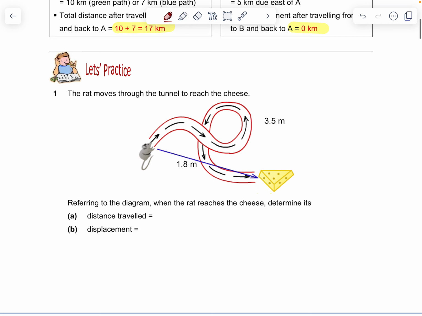Let's try one question. The rat moved through the tunnel to reach the cheese. So the distance the rat traveled was this path, which was 3.5 meters. However, the displacement from the rat's initial position to the cheese is the shortest distance, 1.8 meters.